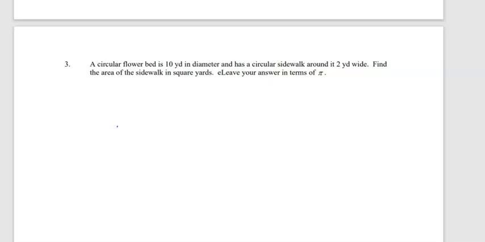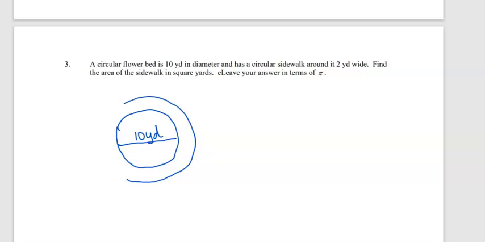So what we have is this flower bed that is 10 yards across it, and then it's surrounded by, and always ignore my drawings, a sidewalk that is 2 yards, and that looks kind of like it's 12, but it's not, 2 yards all the way around it. And what I want is just the area of the sidewalk. So I'm going to kind of do squiggles through here. All I want is the area of this sidewalk.